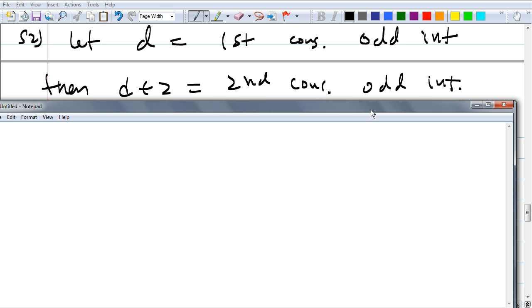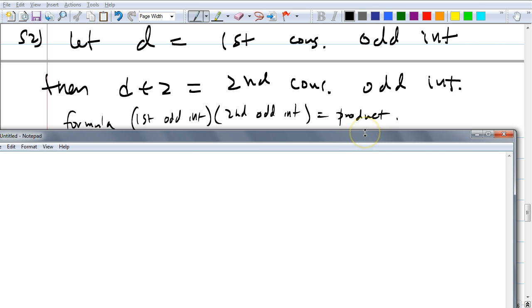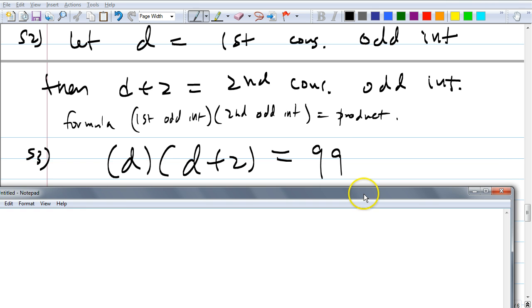Oh, that's the equation. So what formula did you use? You're right, that's the right equation. The formula is basically first number times second equals the product. Maybe it was so obvious you guys didn't even think of it, okay? But that's the formula. Isn't that how you find the product of two numbers? You multiply them together. And Joseph said it correctly. It is d times d plus 2 equals 99. Okay? And we don't know how to solve this equation.